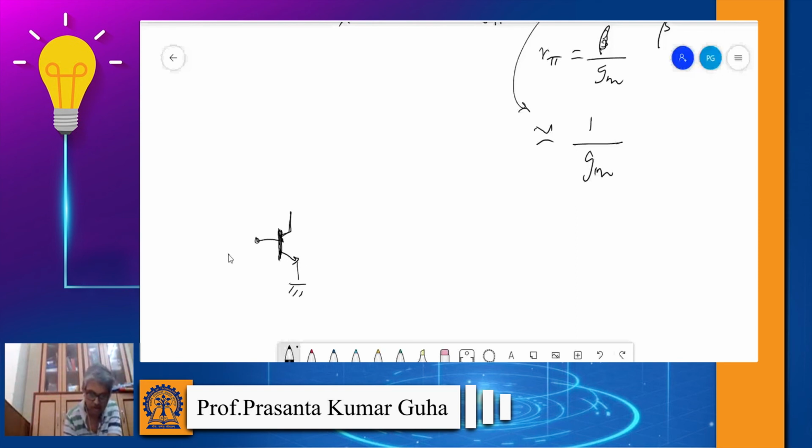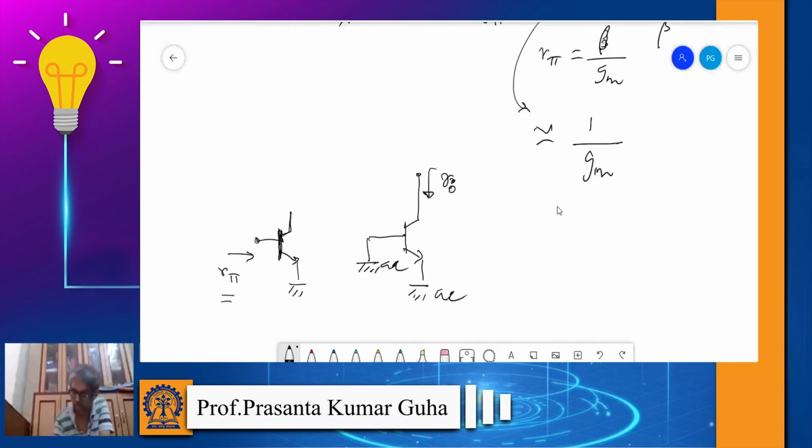Let me summarize. If we look from the base side, when the emitter is grounded, we see the impedance as R pi. If we look from the collector side, and both base and emitter are grounded, these are all AC ground, you will see this resistance as R0. What about here?